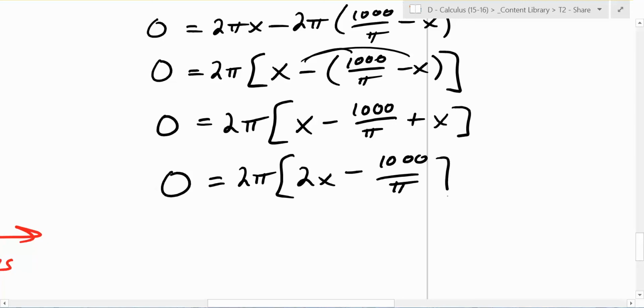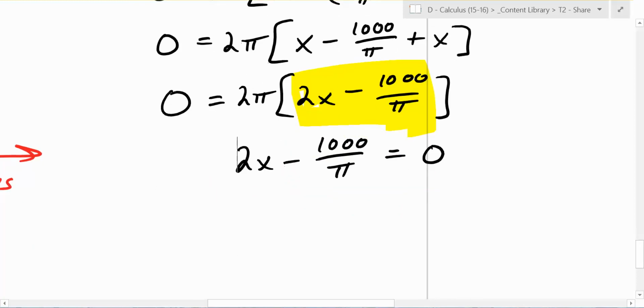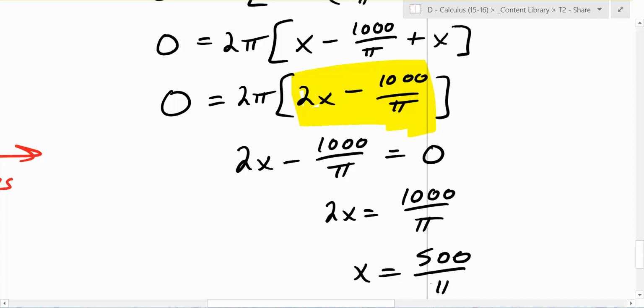So if that's true, what has to be true? 2x minus 1000 over pi has to equal what? 0. What's the only way to make it 0? This has to be what? 500. That has to be pi, because can 2 pi ever be 0? No. Zero product rule, so 2x equals what? 1000 over pi. So what does x equal? 500 over pi. Do that.